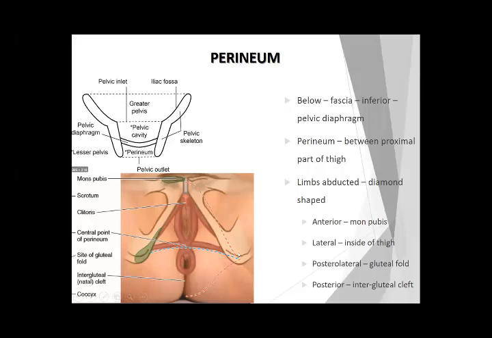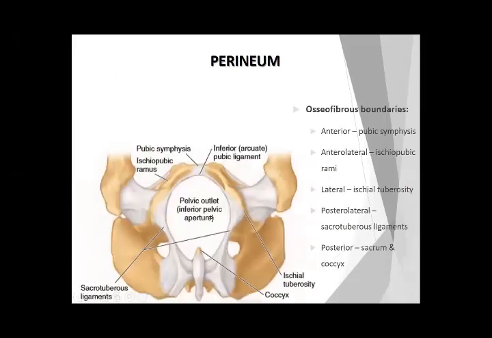becomes a kind of diamond-shaped area. This diamond-shaped area is bounded anteriorly by the mons pubis. On the lateral sides is the inside of the thigh, or what we call the medial surface of the upper thigh.